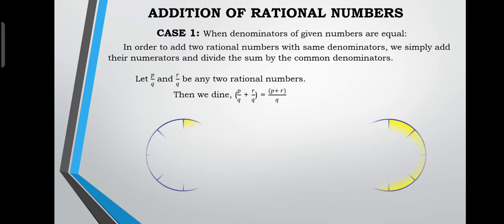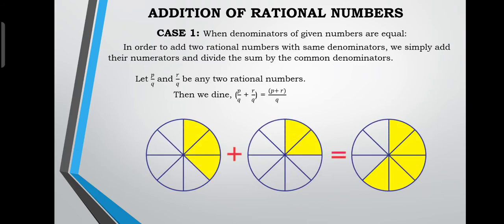Let me show you another picture. As you can see, the first picture has 8 parts in total, and 3 parts are shaded. The second one also has 8 parts, and 2 parts are shaded. Now we are going to add the two circles. What is the number of divided parts in both, children? How many equal parts has it been divided into? Yes, exactly, it's 8 equal parts, isn't it?